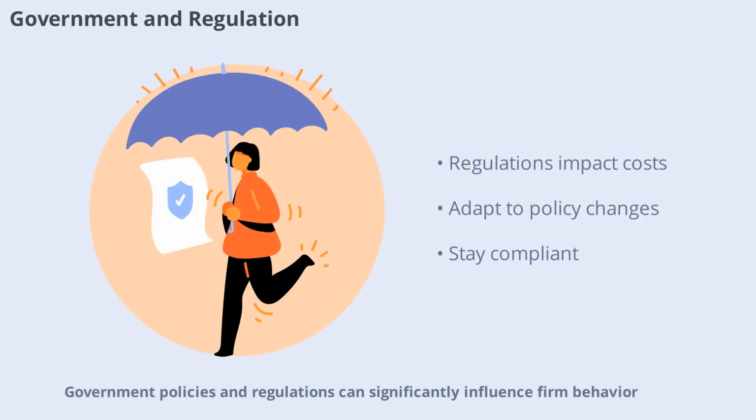Government policies and regulations can significantly influence firm behavior. Taxes, subsidies, and environmental rules affect production costs and market opportunities. Firms must stay informed about regulatory changes and adapt their strategies to comply with laws while pursuing their business objectives.